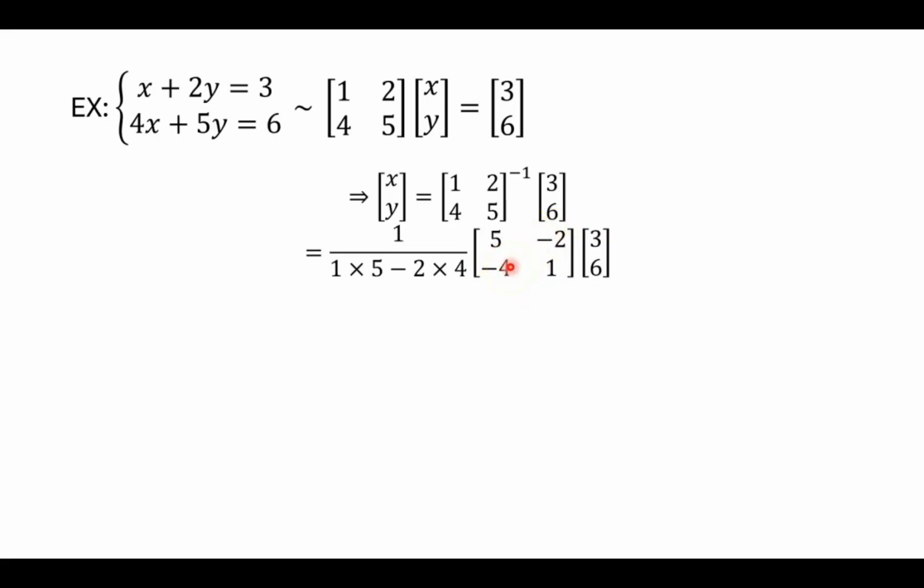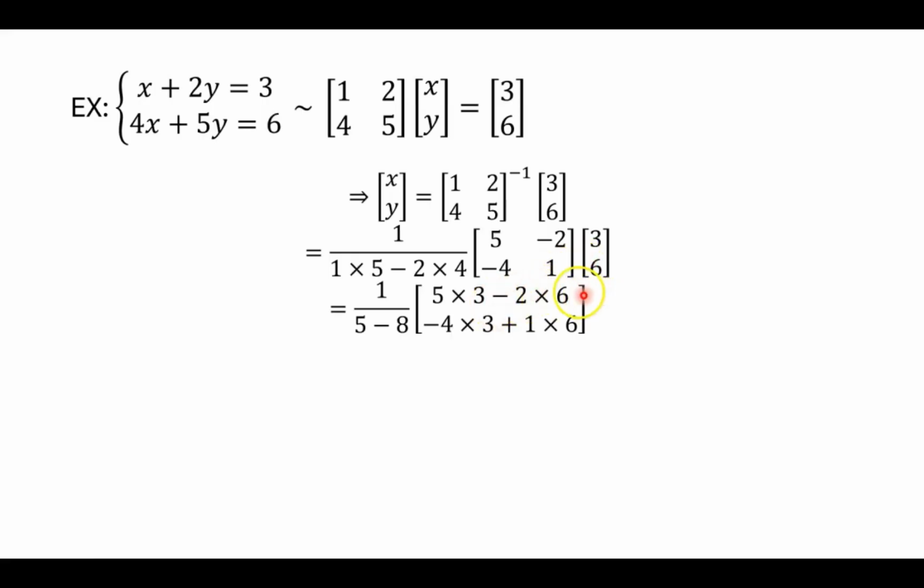And now you can just work this out. A very simple calculation now. 1 times 5 is 5, minus 2 times 4 is 8. And this matrix product is a 2 times 2 matrix times a 2 times 1 matrix. So the inner dimensions, 2 and 2, are the same, and you can multiply them together. The resulting matrix will have 2 rows and 1 column.